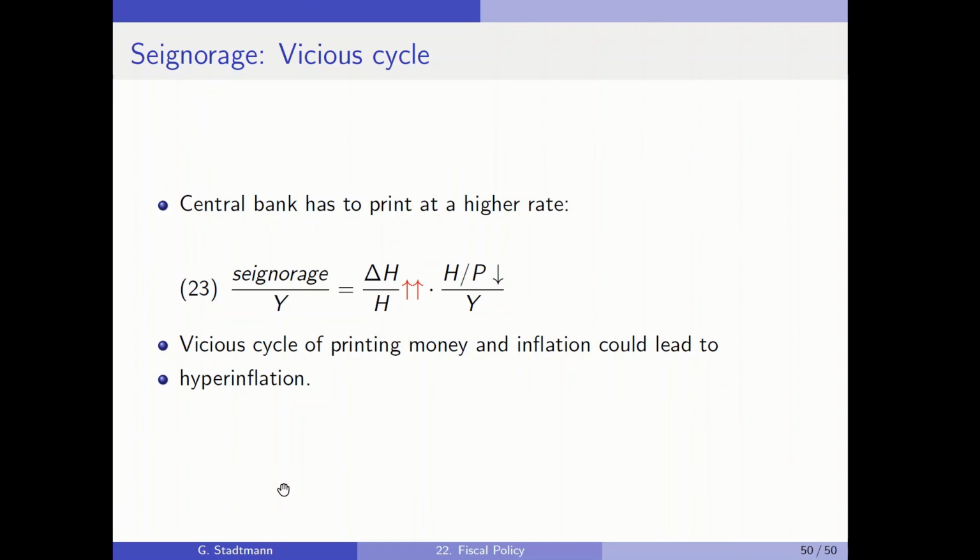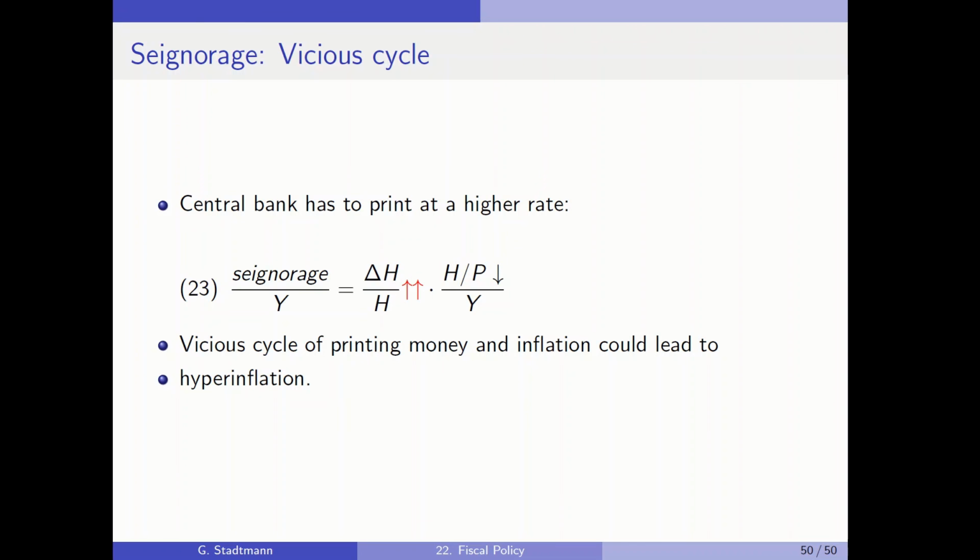Of course, one idea is that the central bank has to print money at a higher rate, so this will increase even more, but then it will also be the case that money holdings decrease. So it might be the case that we end up in a vicious cycle of printing money and inflation, and in the end the economy could end up in a phase of hyperinflation.